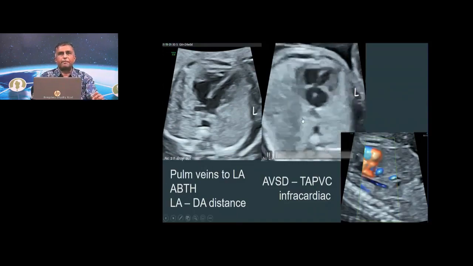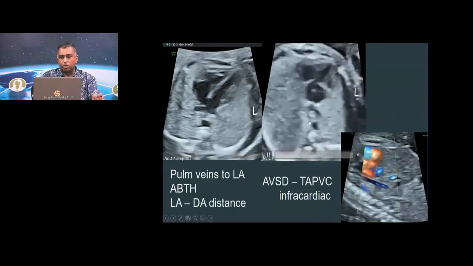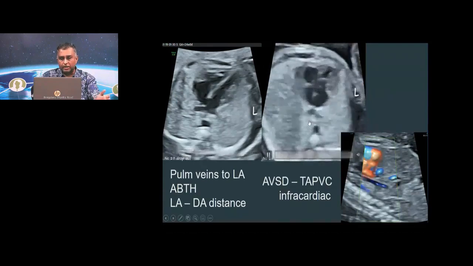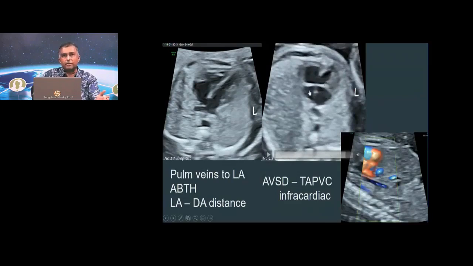Now let's look at this clip. That's a clip where for sure there is no offset. There is no crux at all. And why is there no crux? Because there is an inlet ventricular septal defect. There's an ostium primum defect over here, and the AV valve is one straight line across. There's no offset at all, and that's an atrioventricular septal defect.